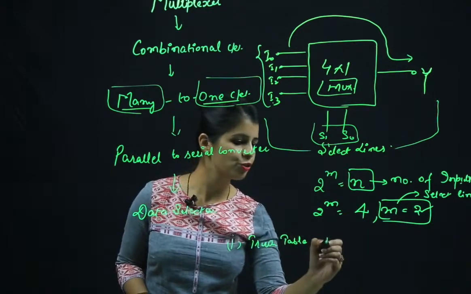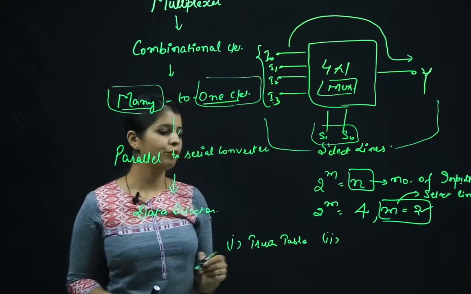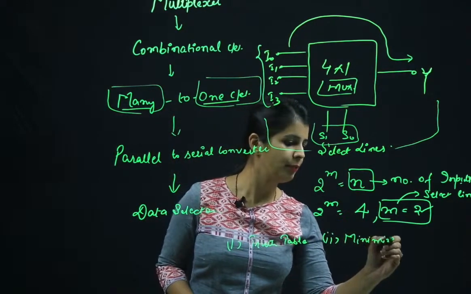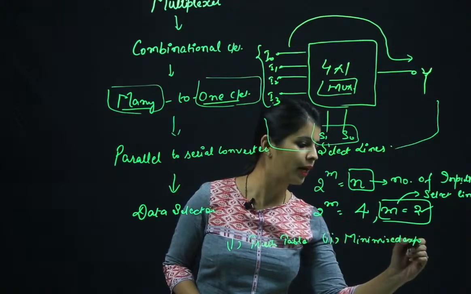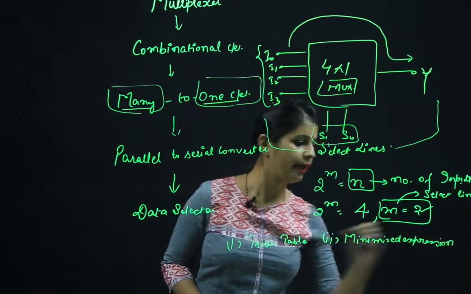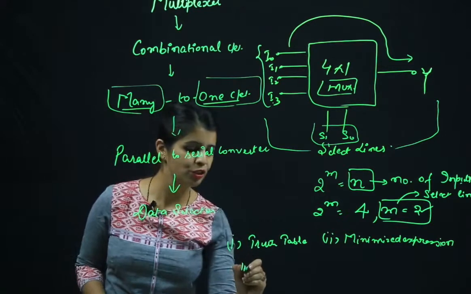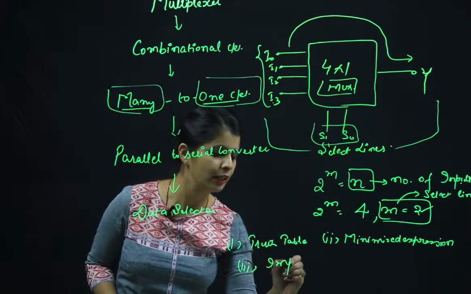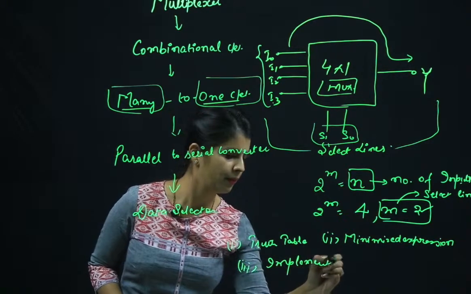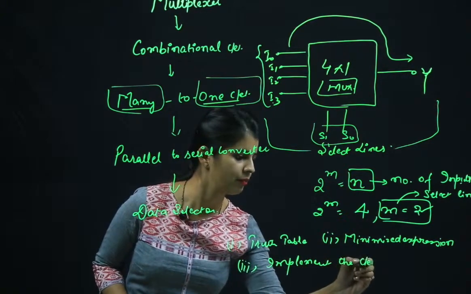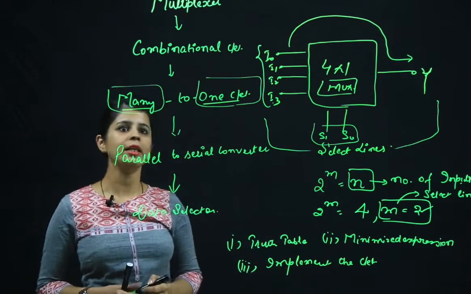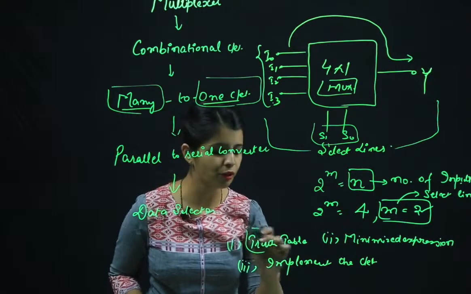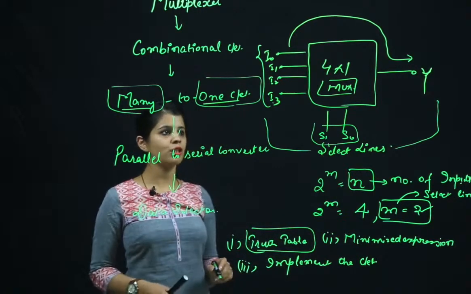Now for the actual designing, firstly we have to draw its truth table, and after drawing the truth table, we have to get the minimized expression from that particular truth table, and after getting the minimized expression, we are finally going to implement the circuit with the help of logic gates. Now for this we have to make the truth table. So let us make the truth table.